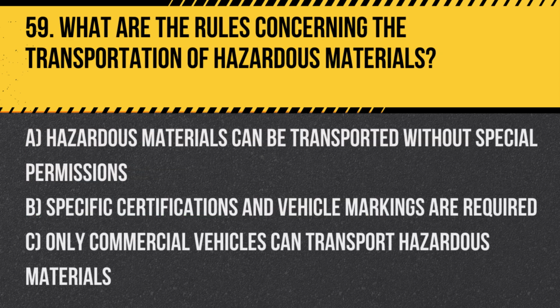Question 59. What are the rules concerning the transportation of hazardous materials? A. Hazardous materials can be transported without special permissions. B. Specific certifications and vehicle markings are required. C. Only commercial vehicles can transport hazardous materials. Answer. B. Specific certifications and vehicle markings are required. Regulations ensure safe handling and awareness for all road users.